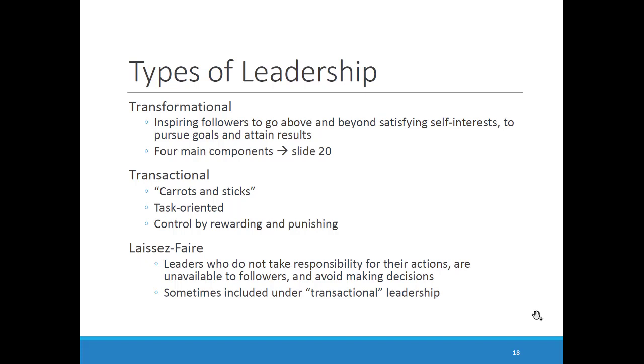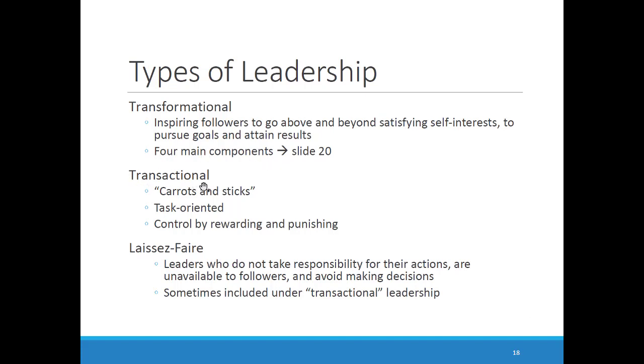Transformational leaders get their followers to see a bigger picture or a bigger goal in mind. And they get them to abandon their own self-interests and work toward the greater good. There are four main components of transformational leadership that we'll talk about in just a moment.